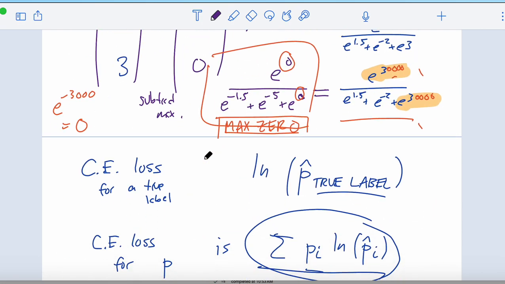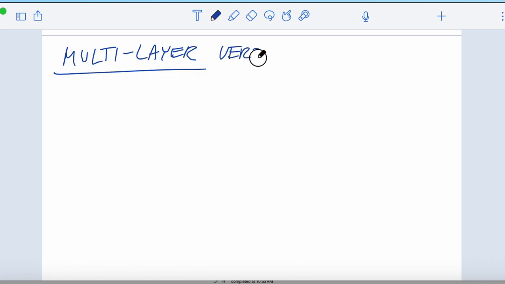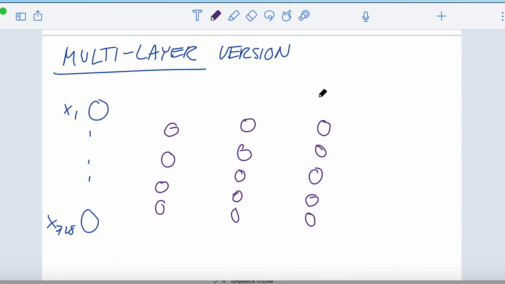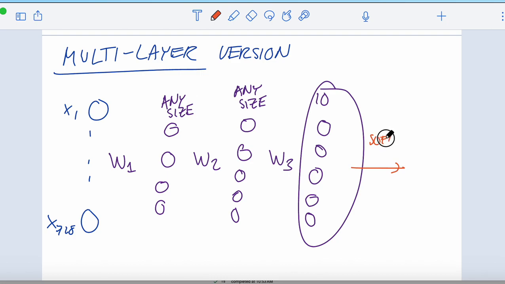So we take our Lego, and the nice thing is, instead of having one layer, this is the multi-layer version. All we've got to do is have x1 all the way up to x784, and we have this layer. We just add another layer and another layer. As long as the last layer is size 10, the others can be any size. So you have some matrix of weights: W1, the first layer weights, the second layer weights, the third layer weights. Then at the end, you get a vector of size 10, and then you can apply softmax to this, just like we did before, and that gives the log probabilities.